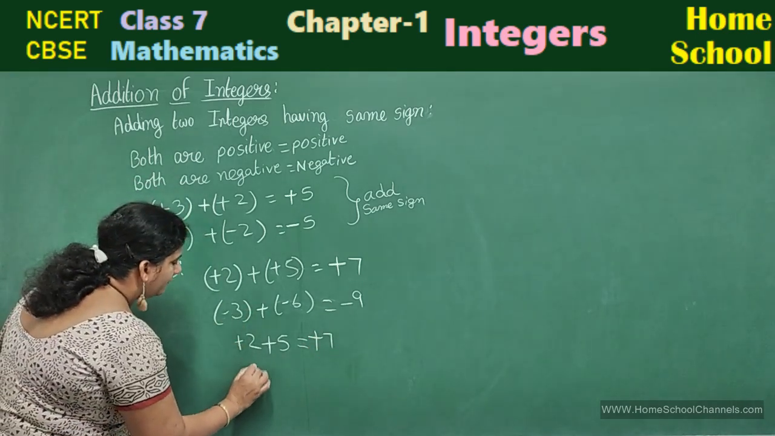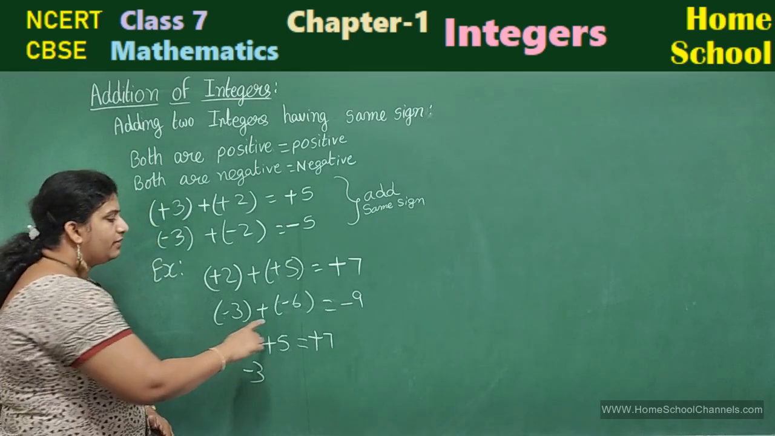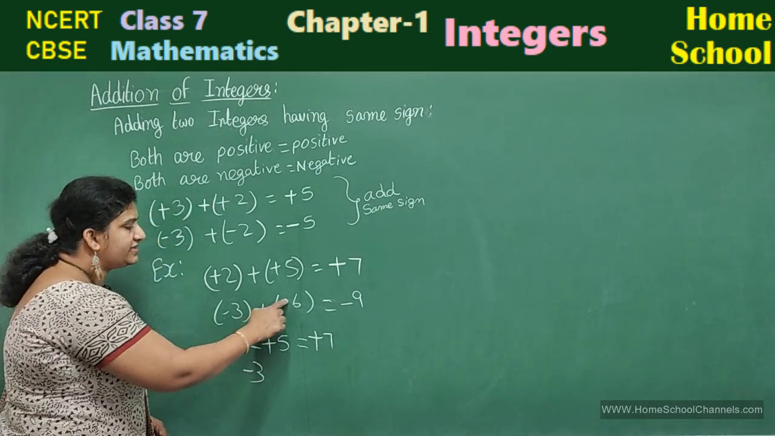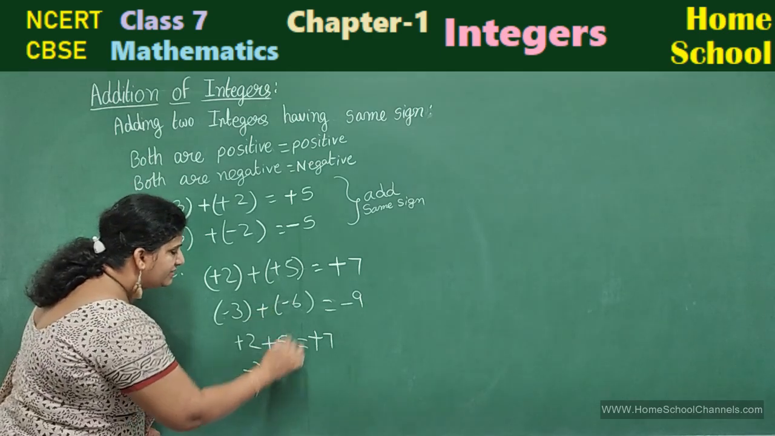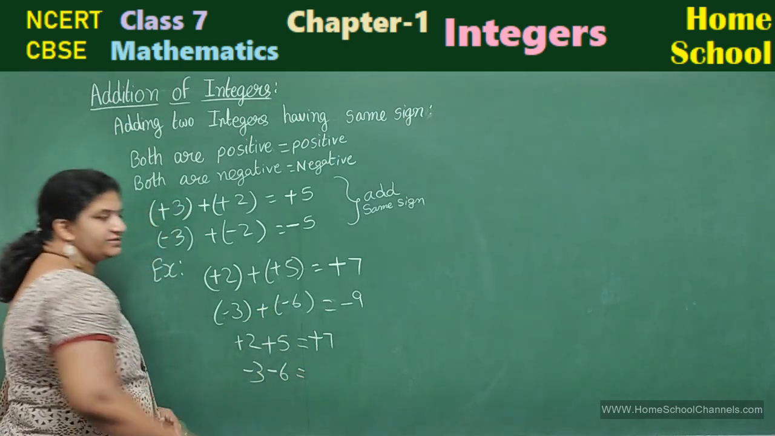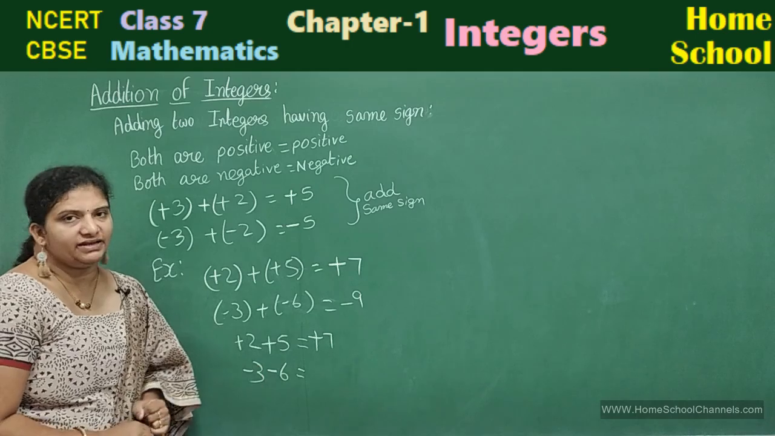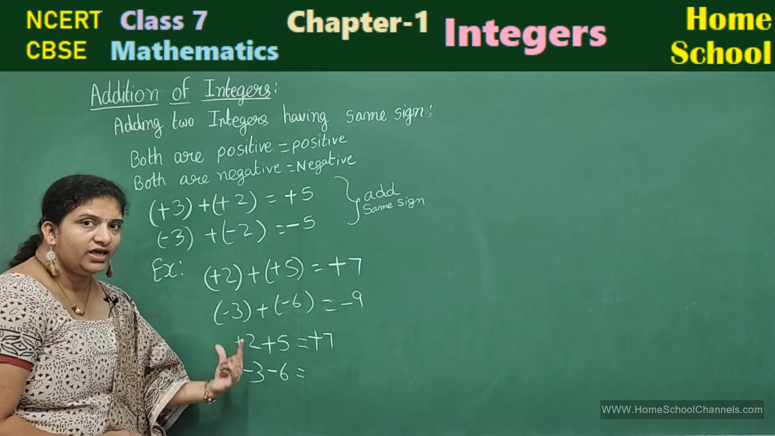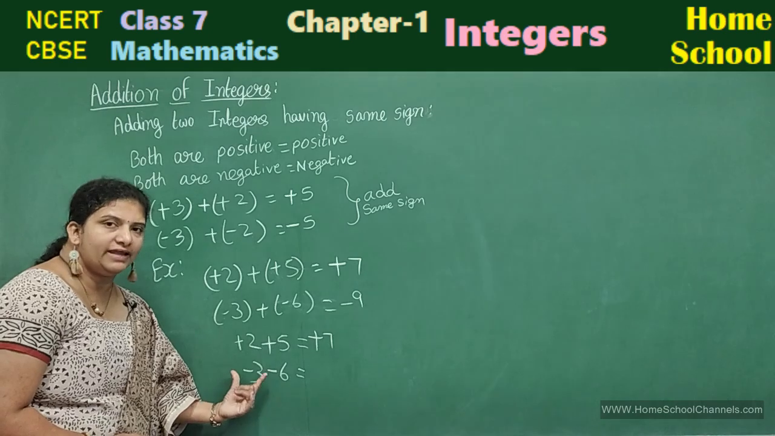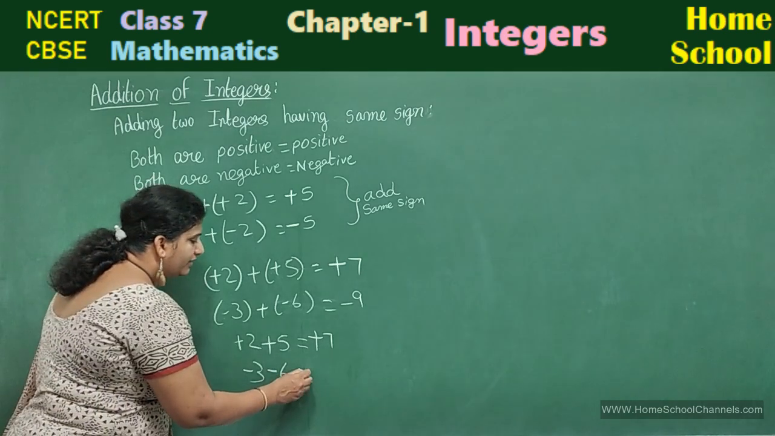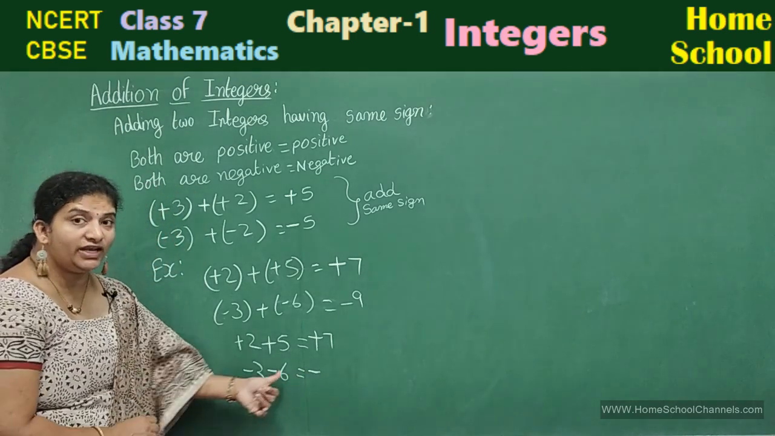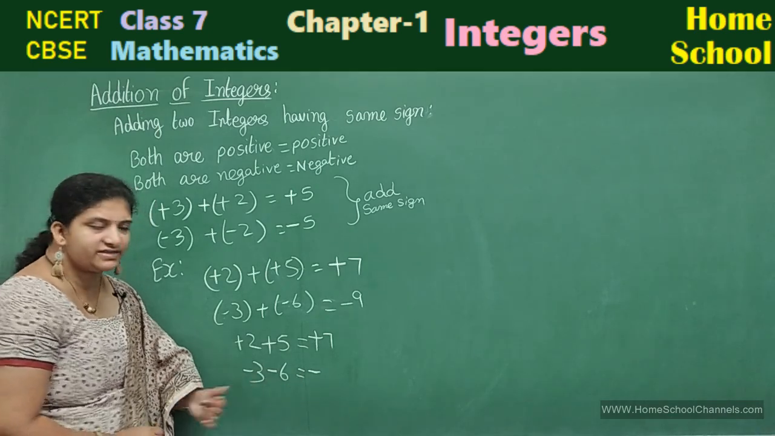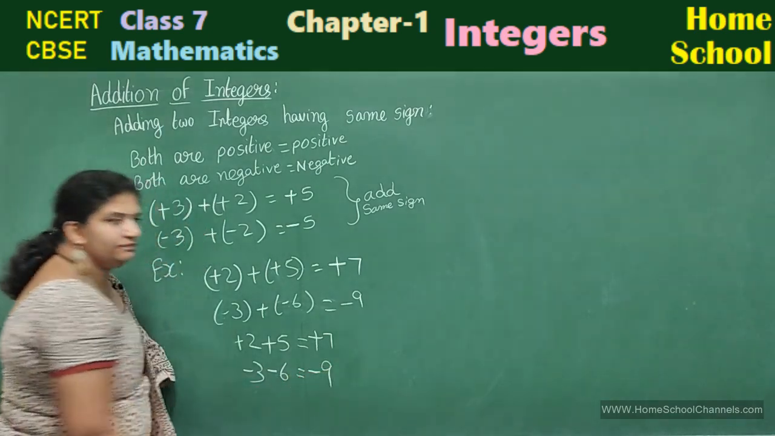And this one also you can write in another way. Remove from bracket, minus 3. Plus into minus, multiply these two signs, plus into minus is minus, and you take the number 6. Minus 3 minus 6: look here carefully, if you have both negative, take the negative sign. And what we need to do? We need to add the numbers, 6 plus 3 will be 9.